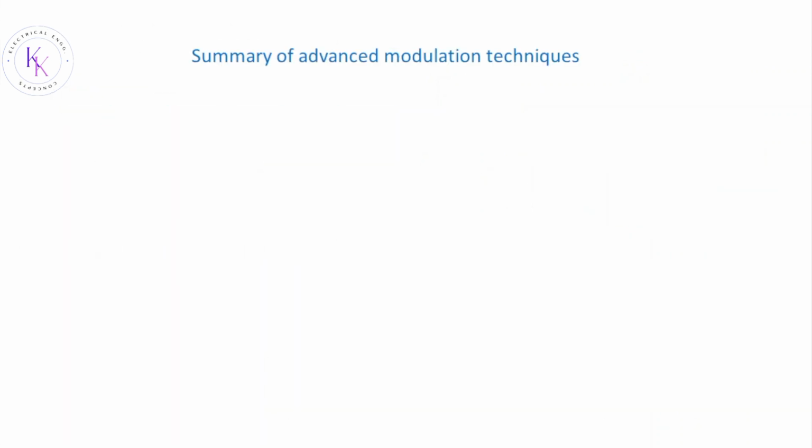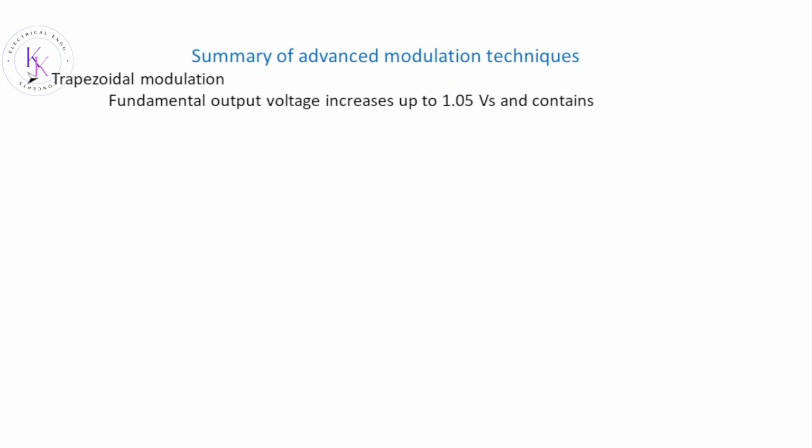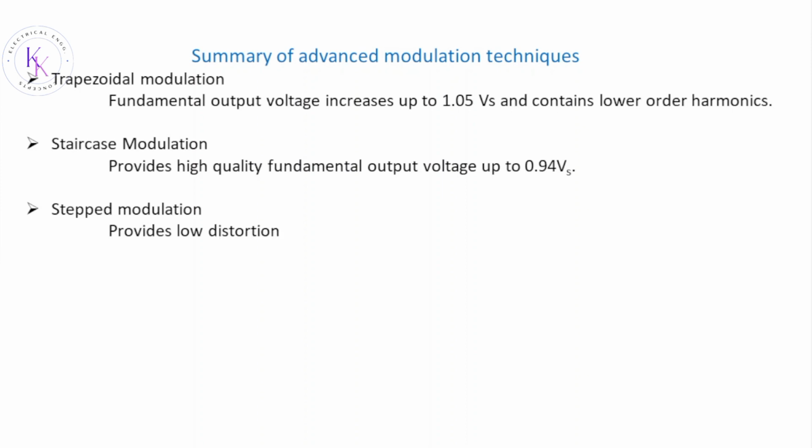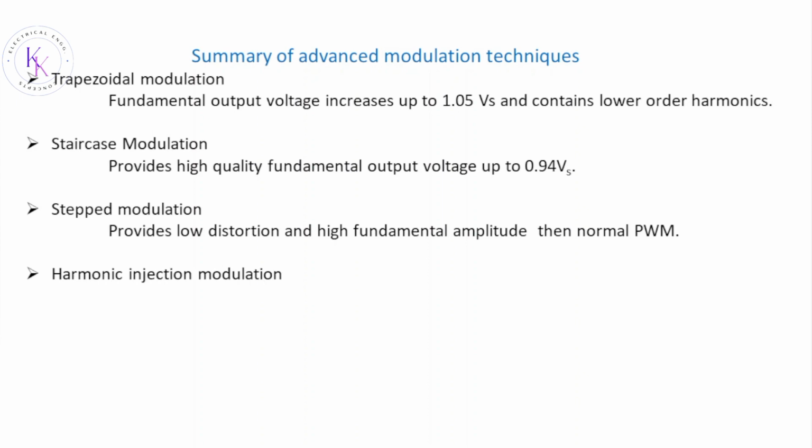The summary of advanced modulation techniques. Trapezoidal modulation provides fundamental output voltage up to 1.05 times Vs and contains lower order harmonics. Staircase modulation provides high quality fundamental output voltage up to 0.94 Vs. Stepped modulation provides low distortion and higher fundamental amplitude than normal PWM control. Harmonic injection modulation provides low distortion and high fundamental amplitude of output voltage.